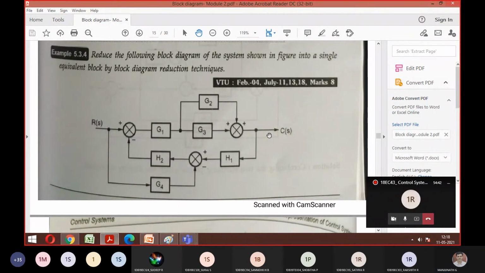Amala, then what can you do? See the diagram and tell me. After finding the forward path and feedback path, what is the next step? Which one will you take as step number 1? Sir, G2 and G3 are in parallel, so we can combine them. Good. So G2, G3 is parallel, so that becomes G2 plus G3.